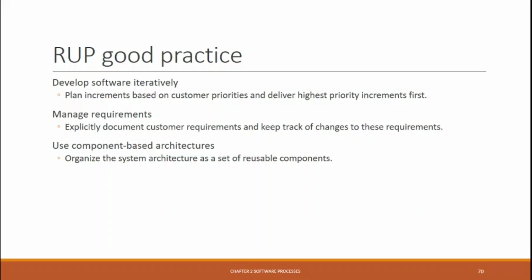Develop software iteratively. So plan the increments for the system based on the customer priority, and develop the highest priority system features. So based on the customer requirement, the customer will give a number of components that have to be developed. So based on the priority, start developing the components. Manage requirements, that is, explicitly document the customer requirements and keep track of changes to these requirements. So a customer may come and ask for changes in the development of the system, so that has to be managed and documented. That's what it says in manage requirements.